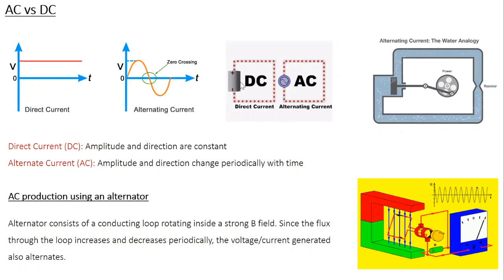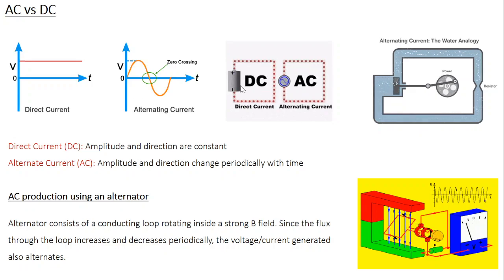If you take a battery and connect it to a multimeter, you will find that the multimeter shows a constant reading. For example, if you take a 12-volt battery, consistently the multimeter shows a 12-volt reading, which means the amplitude of the signal is a constant.